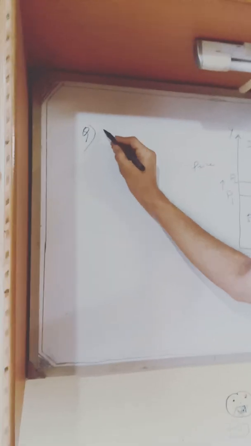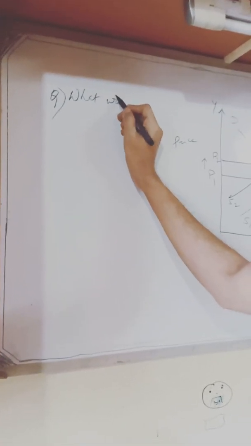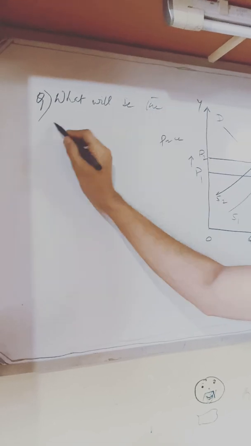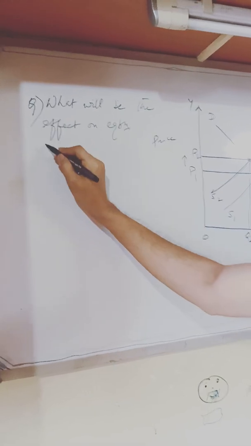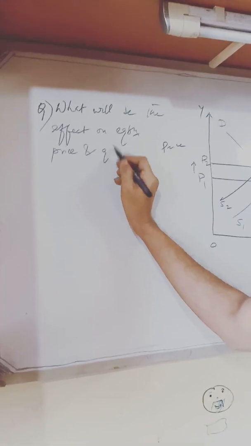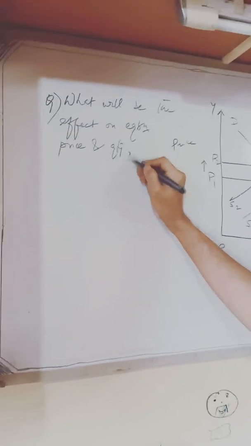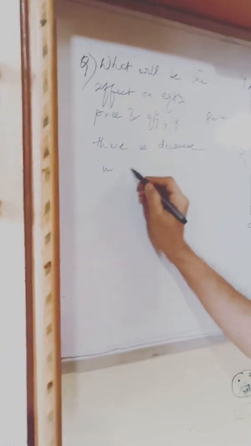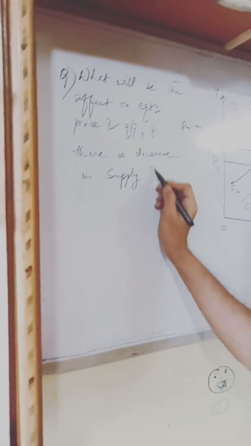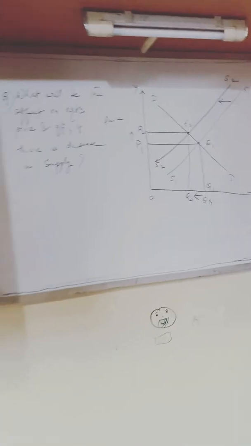The question is, what will be the effect on equilibrium price and quantity, if there is decrease in supply? So this is the question, and the answer to the question is this one. So I hope by these two illustrations, this kind of thing is very clear to you.